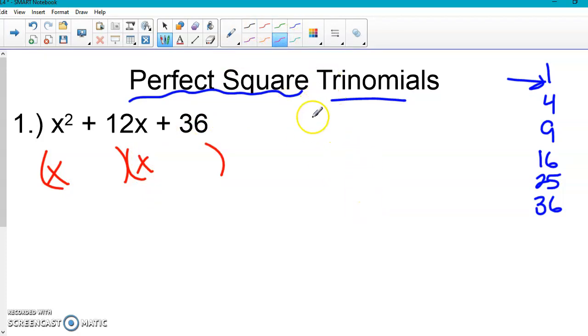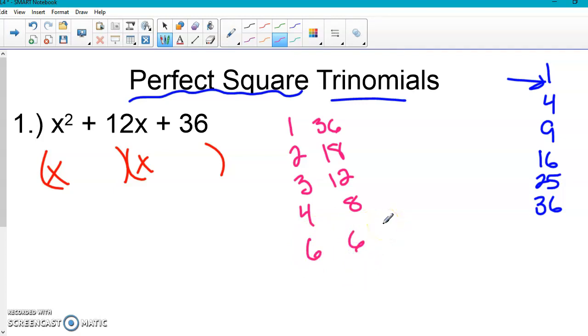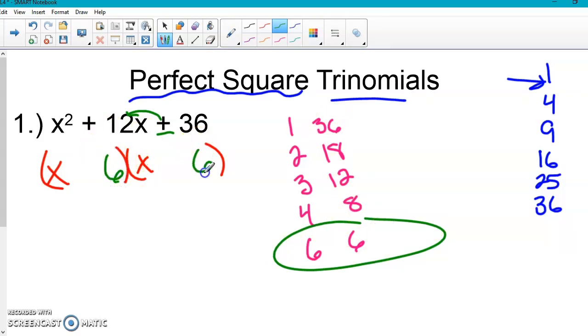All right, so 36. I need to list my factors of 36. Let's see. 1 times 36, 2 times 18, 3 times 12, 4 times 9, 5 doesn't go into it, 6 times 6, and that would be all of them. Okay, so what we need in our rules for factoring is a number that multiplies to get me 36, which is all these that we've listed here, but adds to get me 12. Which one of these on our list adds to get you a 12? That would be 6 and 6. So 6 here, 6 here.